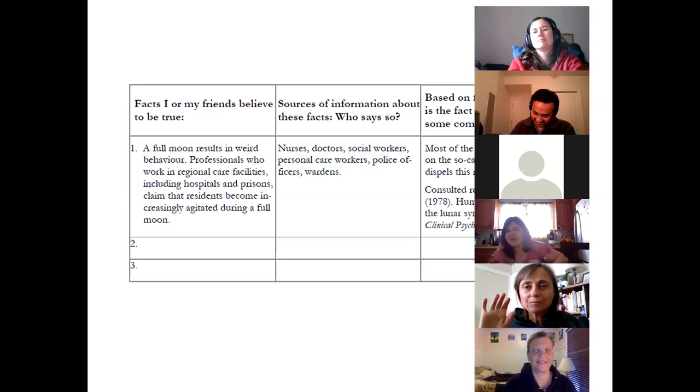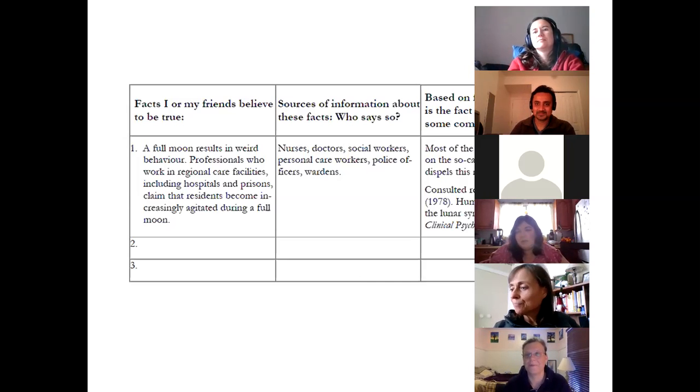Tree. You muted, Tree. I do that all the time.